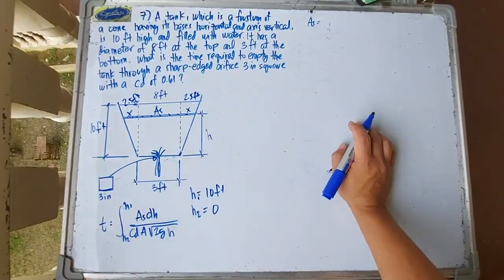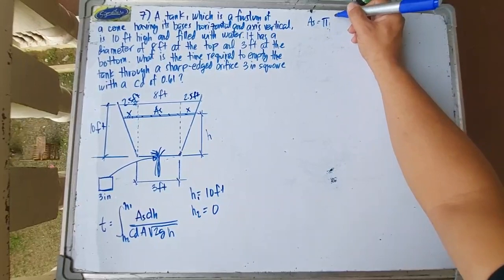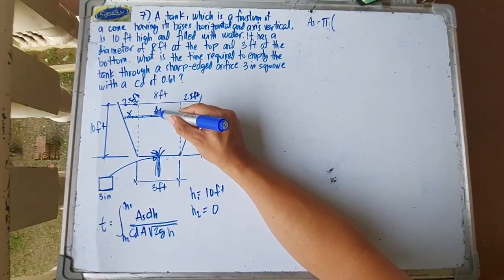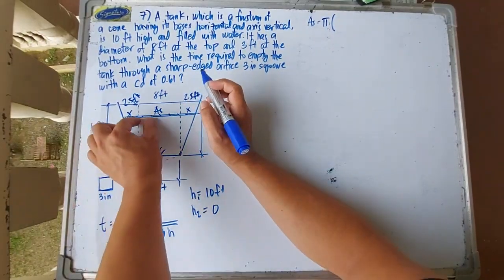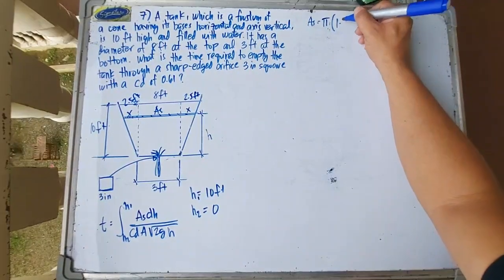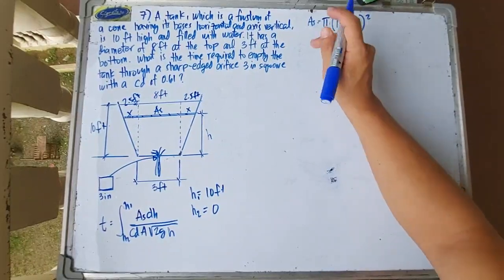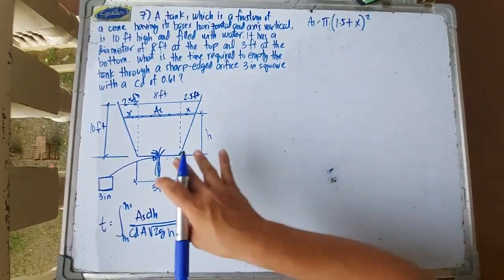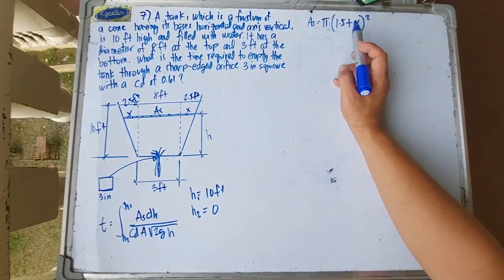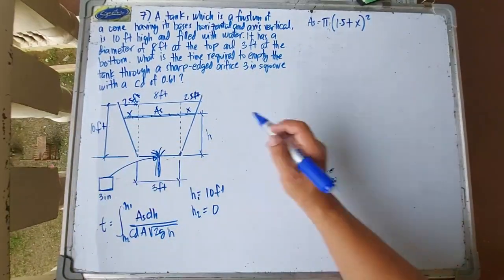So As is equal to pi r squared. Our radius is 1.5 plus x, so we have pi times 1.5 plus x squared. You can also express As in terms of the diameter, but I think it would be easier if we express the area in terms of the radius.